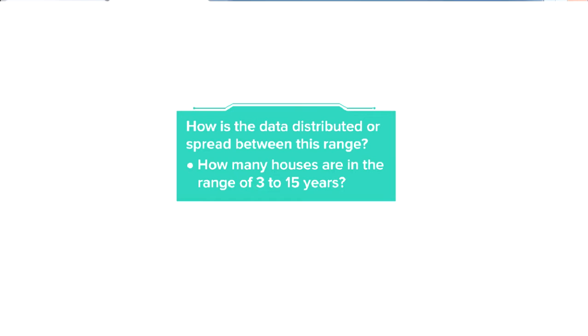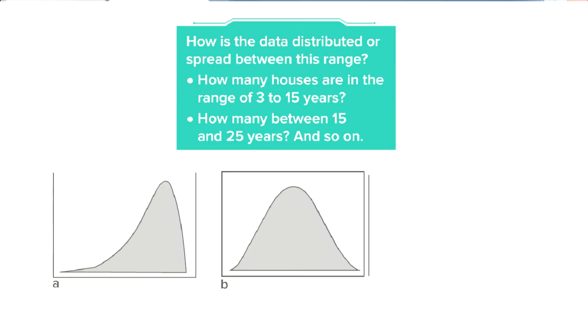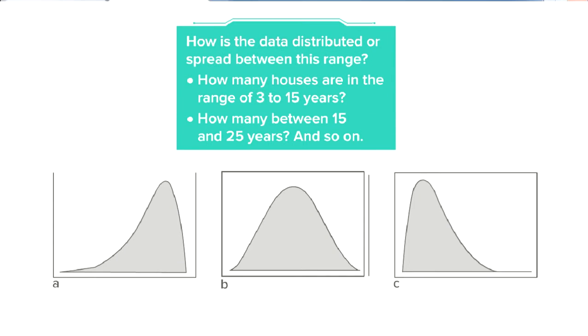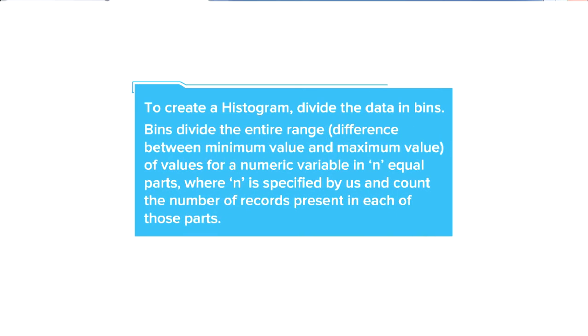That is, how many houses are in the range of 3 to 15 years, how many between 15 and 25 years, and so on. This helps you get an idea of the data, if it is spread uniformly or skewed towards lower value or towards higher value or towards mean value. To create a histogram, we divide the data in bins. Bins divide the entire range of values for a numeric variable in n equal parts, where n is specified by us, and count the number of records present in each of those parts.